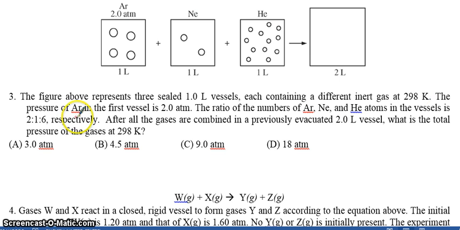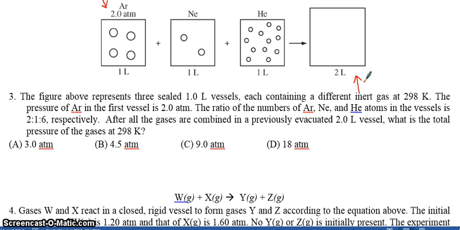The pressure of argon in the first vessel is 2 atmospheres, which is labeled for us. The ratio of the numbers of argon, neon, and helium atoms in the vessel is 2 to 1 to 6, respectively. After all the gases are combined in a previously evacuated 2-liter vessel, in here, what is the total pressure of the gases at 298?